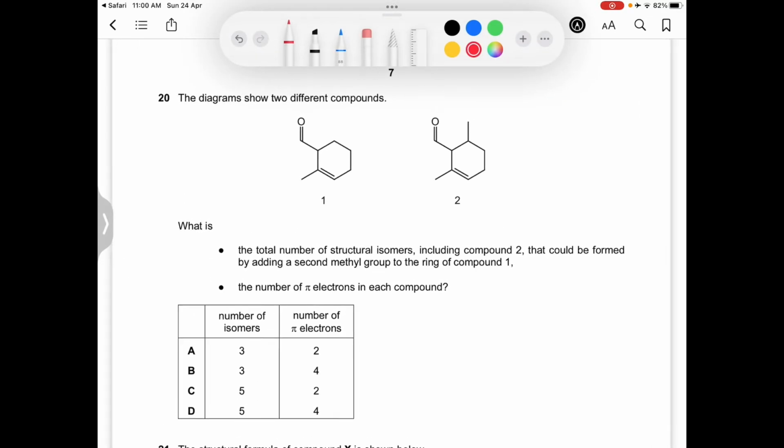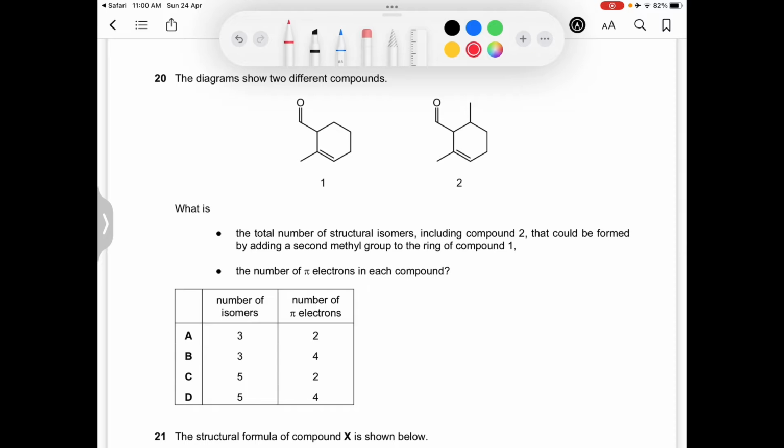So let's start with the first one. By the way, this is 2016 variant 1, paper 1. The question says, the diagrams show two different compounds. What is the total number of structural isomers, including compound 2, that could be formed by adding a second methyl group to the ring of compound 1?